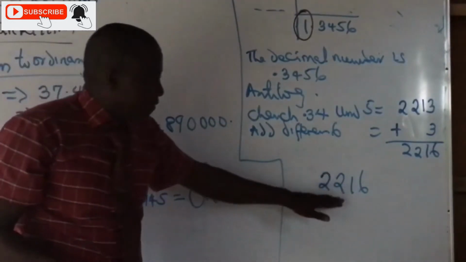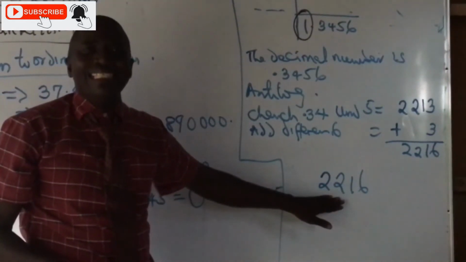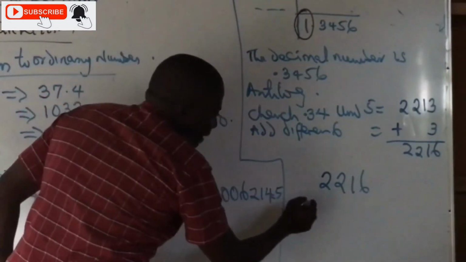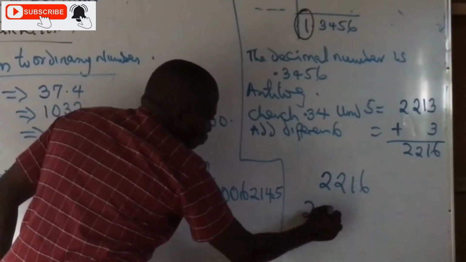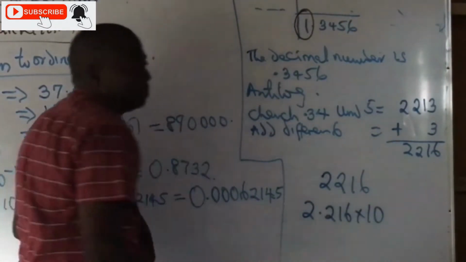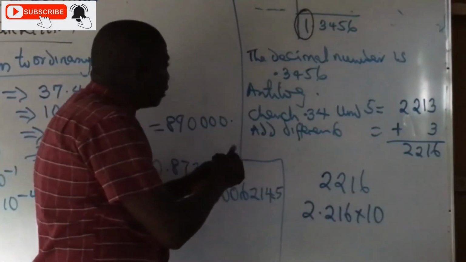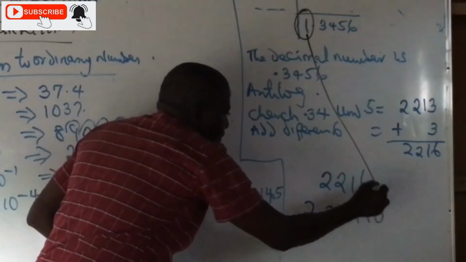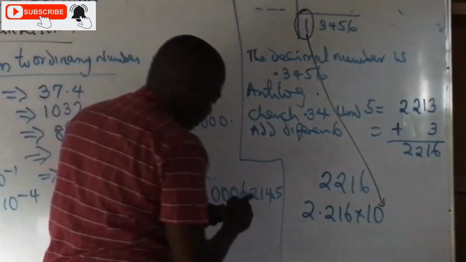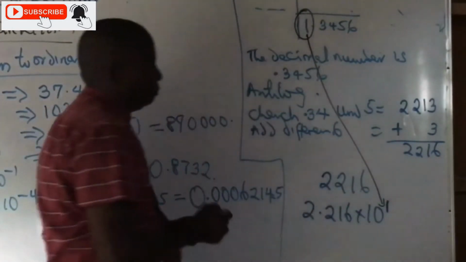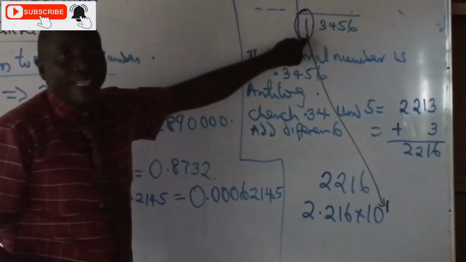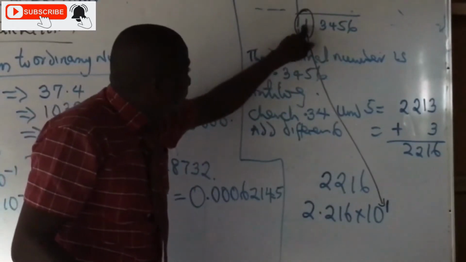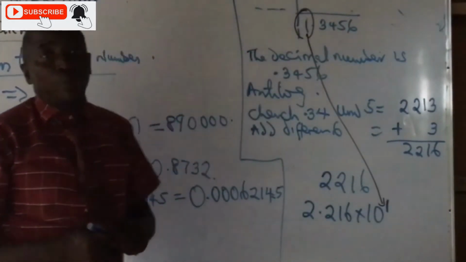After checking, this number will now be written in standard form. 2216 will now be 2.216 times 10 raised to power what? You will export the one here to the power of 10 raised to power 1. If 0 is here, it will be raised to power 0. If 2 is here, it will be raised to power 2. If it is minus 1, it will be raised to power minus 1.